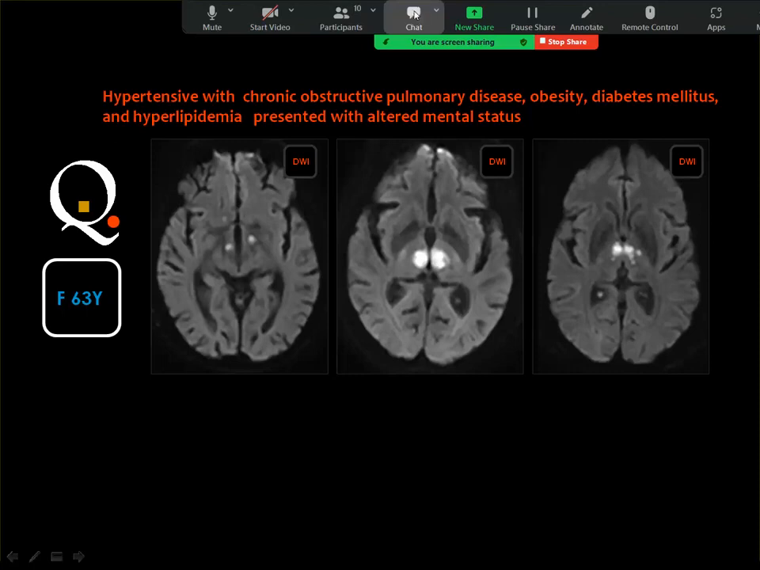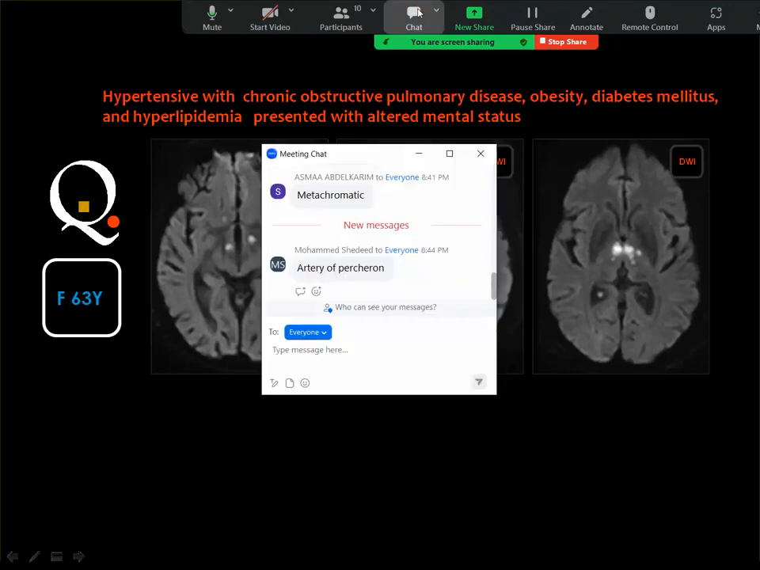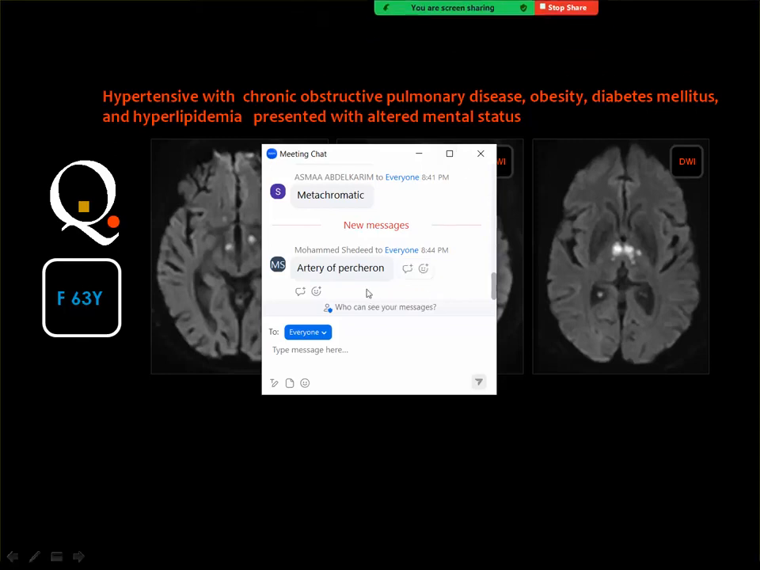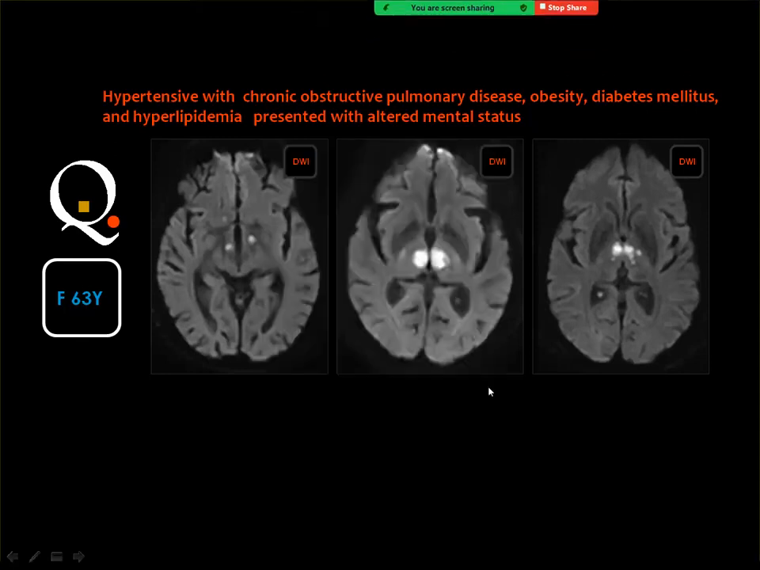Okay, in general, these are of course diffusion weighted images, and you got areas of diffusion restriction in a very characteristic location on either side of the third ventricle. Yes, the answer is right. The artery of Percheron. This is right.